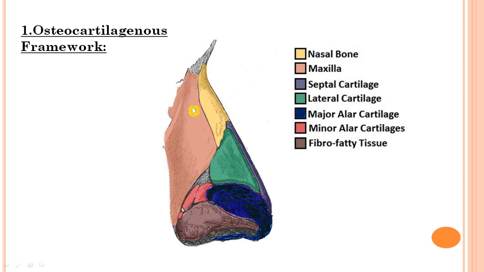For just now, remember that the osteocartilaginous framework consists of two nasal bones and the frontal process of the maxilla. So here is your nasion, here are your two bones, then you have lateral cartilage, and then you have alar cartilage, major alar cartilage, which is U-shaped, forming the ala as well as the columella. Then you have the minor alar cartilages, and then you have fibrofatty tissue. So that's all about the osteocartilaginous framework.